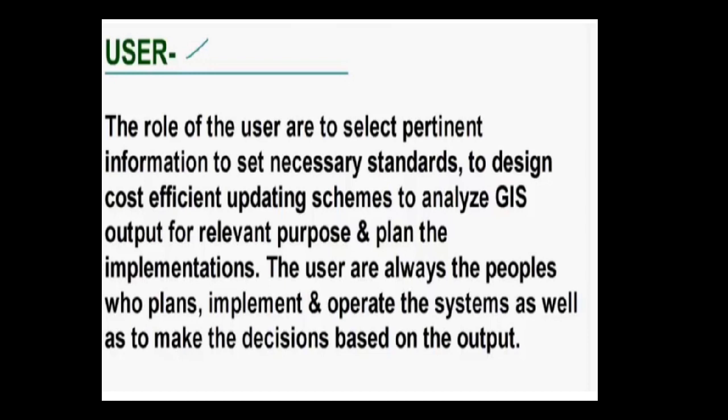The users are always the people who plan, implement and operate the system, as well as make the decision based on the output. Depending on what output you all need, the plan, implementation and operation of that particular system is done with the help of people. So whatever output you need, dependent on that, you plan, implement and operate it. So that is about the different components of GIS.